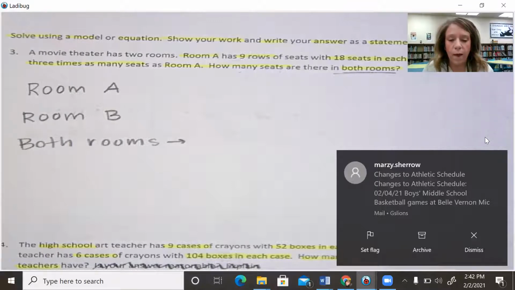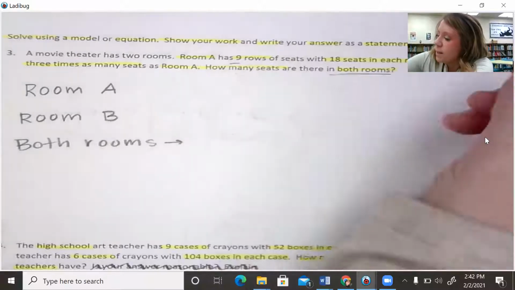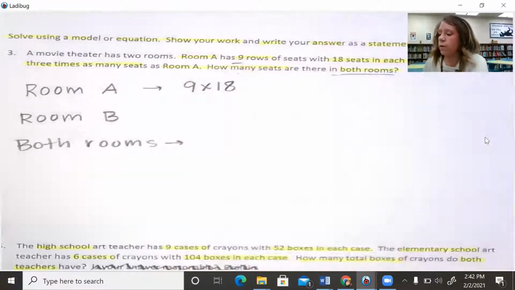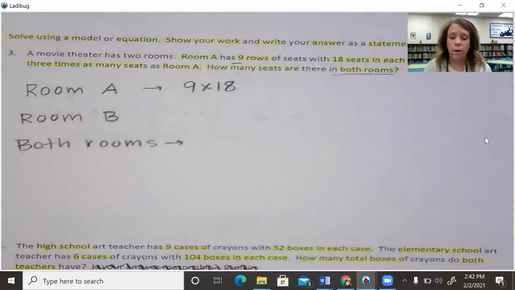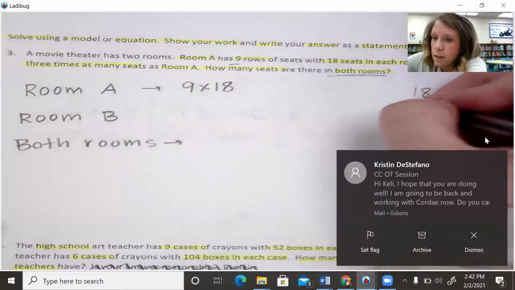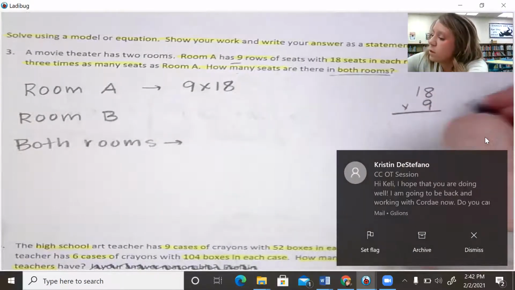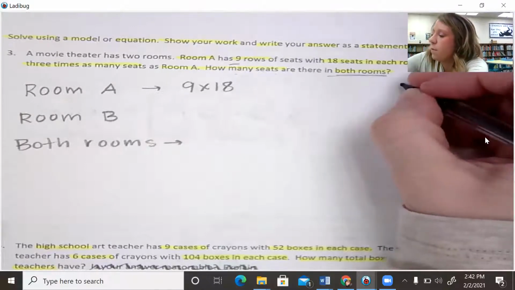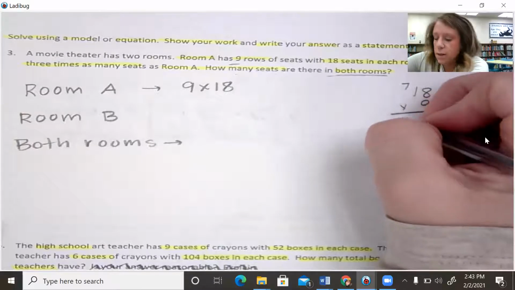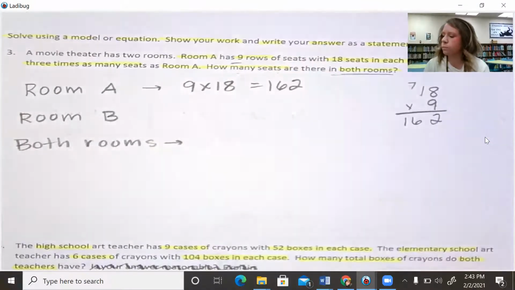So what do I know about room A? I know room A has 9 rows with 18 seats in each row. So that's how I'd figure out how many I have in room A total. So over here, I'm going to do 18 times 9. 8 times 9 equals 72. I put down my 2, carry my 7. 9 times 1 equals 9, plus 7 is 16, for a total of 162 seats.